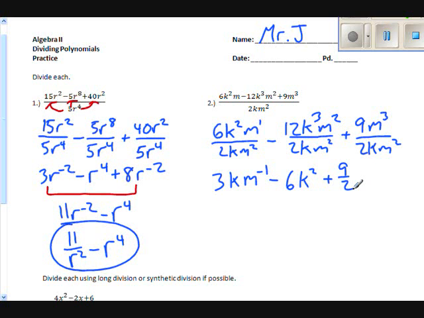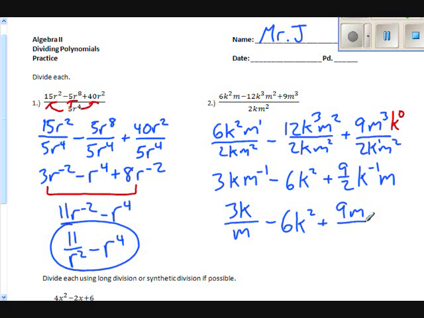Here, if I look at this, the k value doesn't have anything to subtract from. Remember, there is a k to the 0 right here. I can put k to the 0s anywhere I want because that's the same thing as saying times 1, which doesn't change anything. So now if I subtract the exponents, this is a k to the first, that's going to be a k to the negative 1, and then this is going to be an m to the first. Now I can take care of the negative exponents. That's going to be a 3k over m minus 6k squared. And this is going to be a plus 9m over 2k. And that's it.